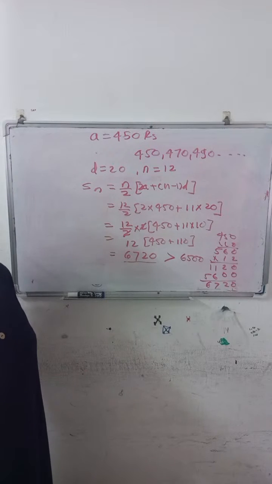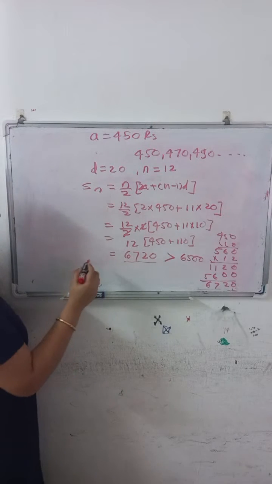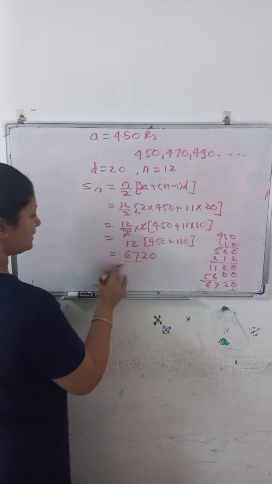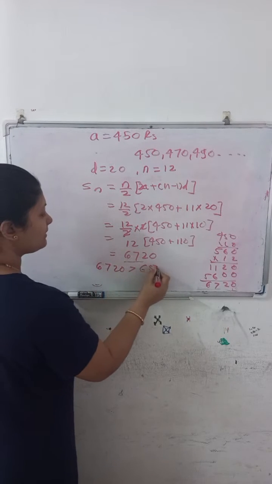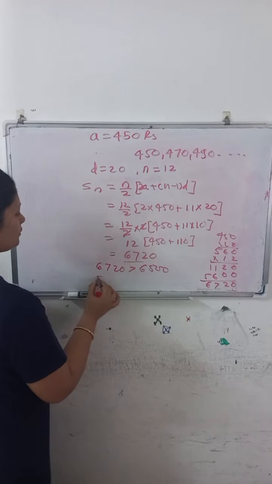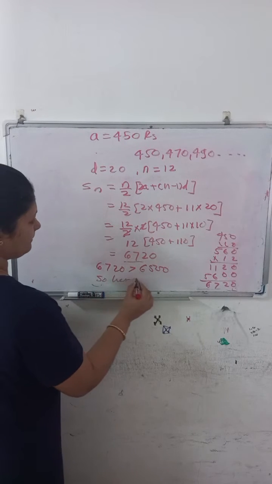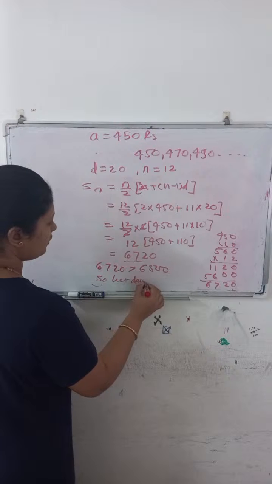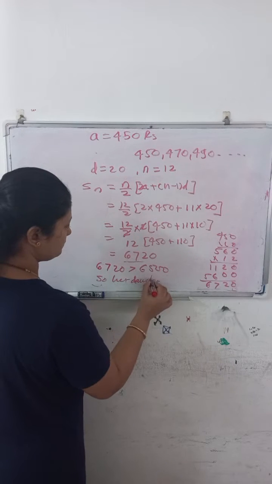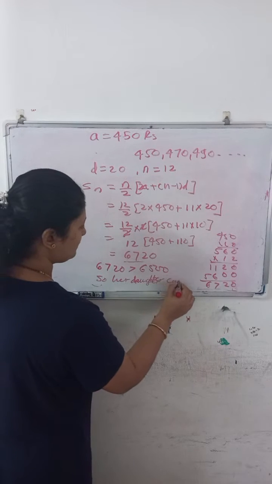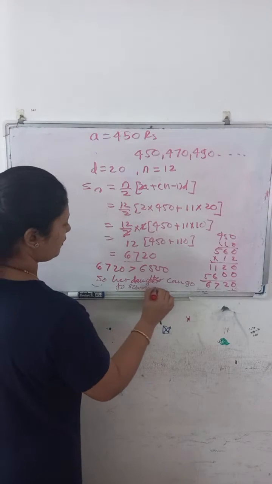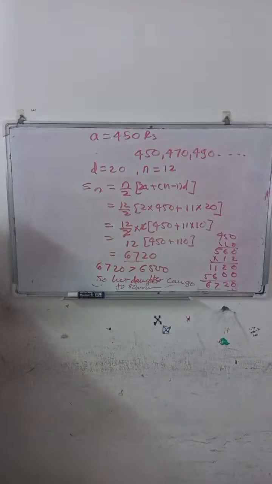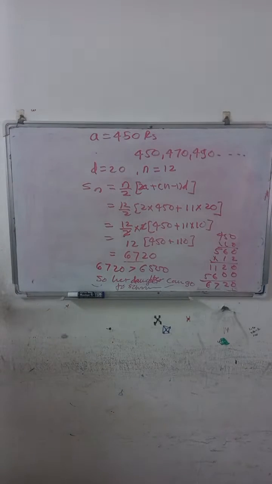Okay, like that. For writing this is also very important. Once you get this, then you can write: 6,720 is greater than 6,500. So her daughter can go to school from her saving. Getting this, how to solve?